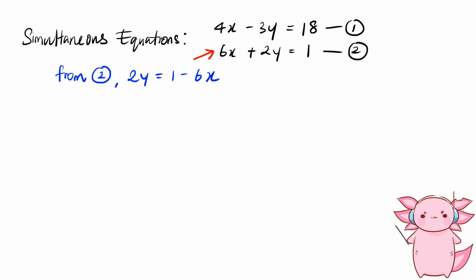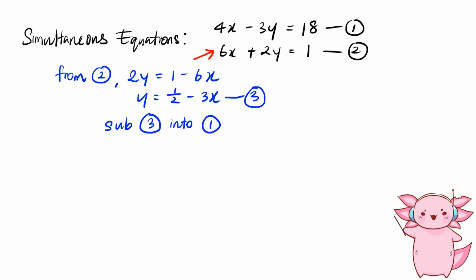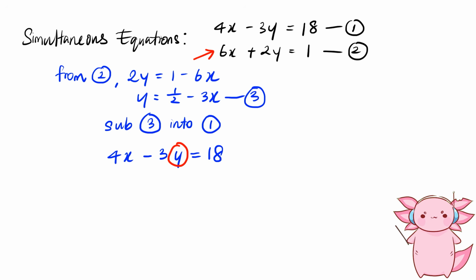We choose equation 2 because it looks simpler, and we manipulate it to look like this to get y is equals to half minus 3x, and let's call this equation 3. Now what we're going to do is we're going to sub this equation 3 into the equation we haven't used, which is equation 1. Now the y value here gets replaced with half minus 3x.